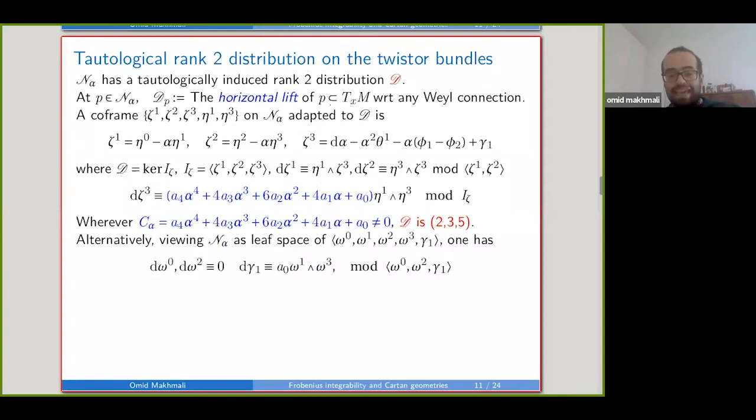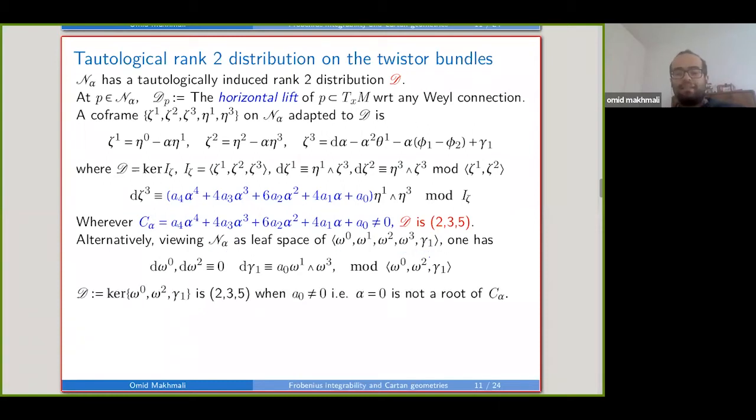But there's, again, I think a more invariant way of viewing this: this bundle of null planes, we identify it as the leaf space of this Pfaffian system. And again, one can see that these one forms satisfy this. Okay, so in particular, you can see there's an induced 2-3-5 distribution on this leaf space.